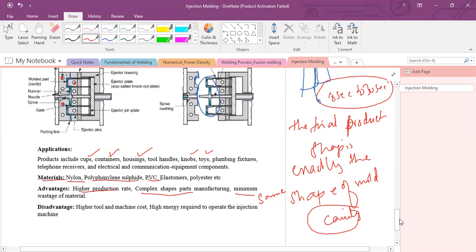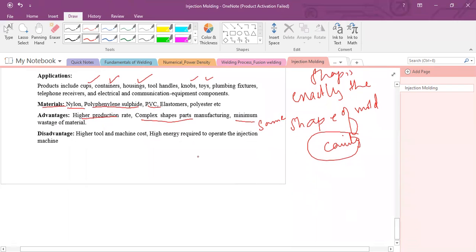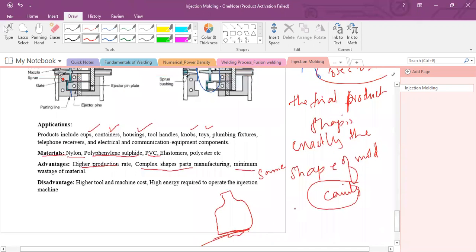Exactly, in blow molding, which you will study in the next lecture, if you produce one bottle, after the production there is some extra material attached under the bottle. You have to remove this extra material with the help of a knife, or you can trim this material. So this is material wastage. In injection molding, we have minimum wastage of material.